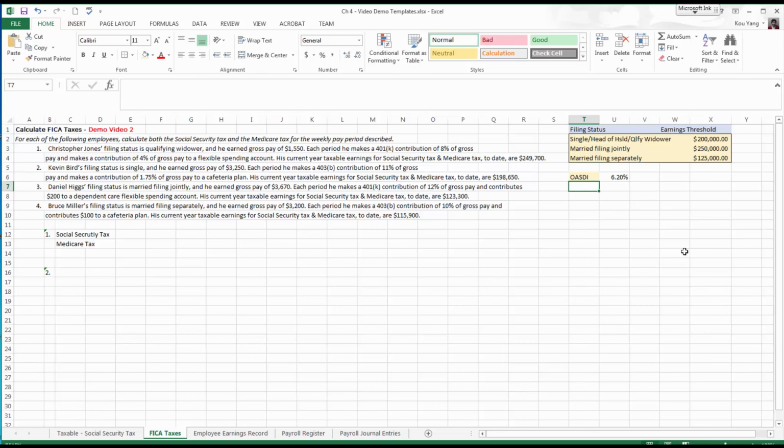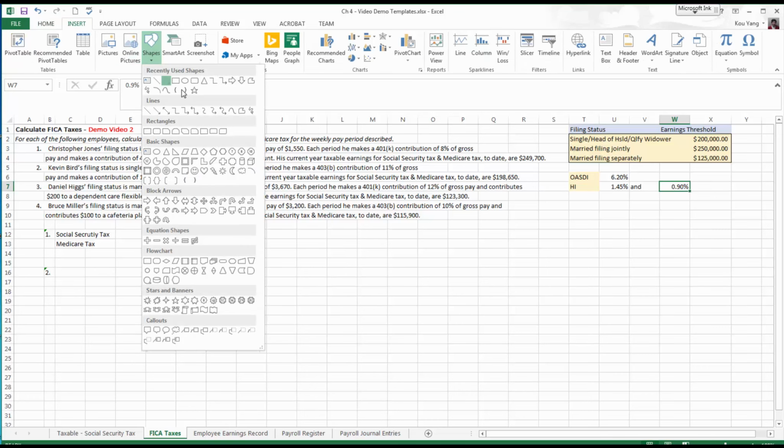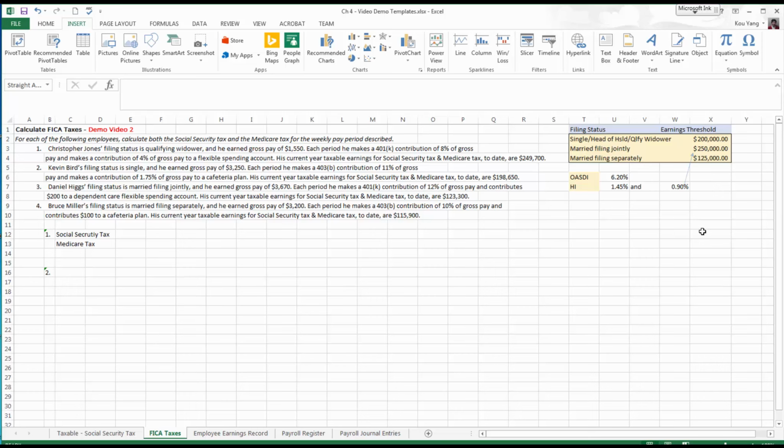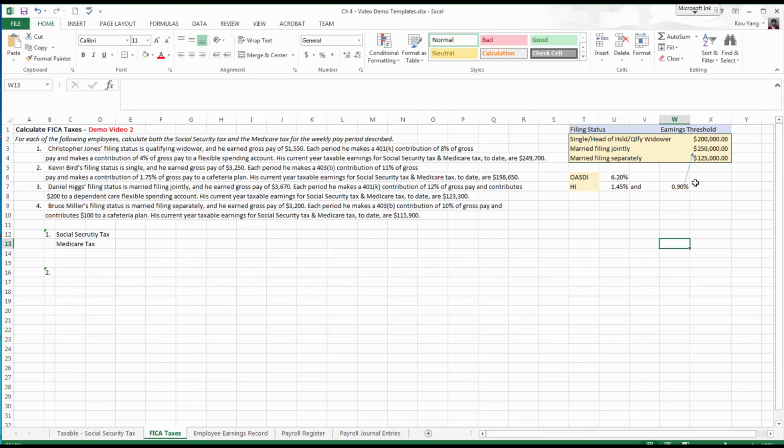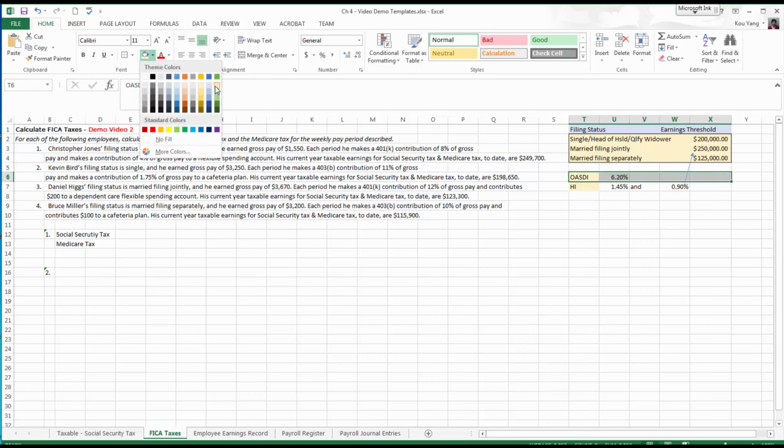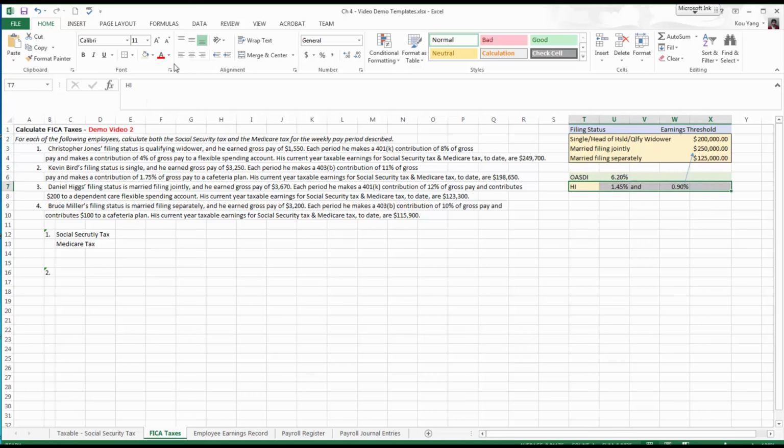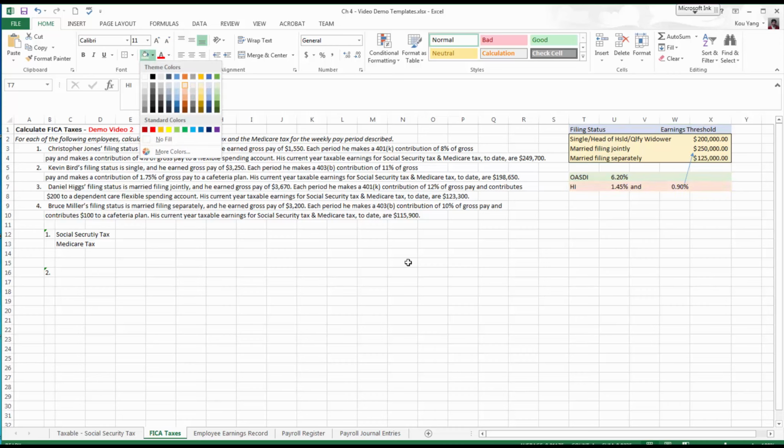So I'm going to go ahead and list the percentages here so that we can keep in mind what we need to do, and remind ourselves what that is. For the OASDI, let's make that green. For HI, which is Medicare, let's make that orange.